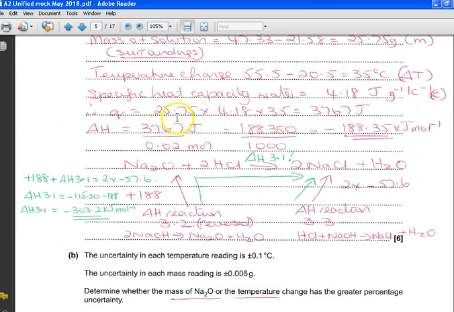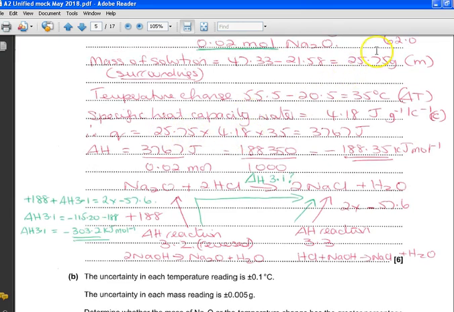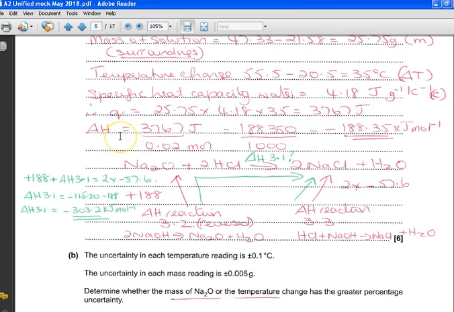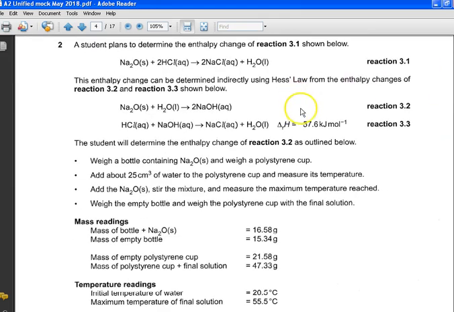Okay, so to do the calculation, Q is 25.75 from here, the mass of the solution, times 4.18, the specific heat capacity of water. You're told to use that. 35-degree change in temperature, and that works out at 3,767 joules. Now to work out delta H, we need to divide by our number of moles, which is 0.02. We worked that out at the beginning. Then we need to divide by 1,000 to come up with kilojoules per mole, because delta H is always in kilojoules per mole.